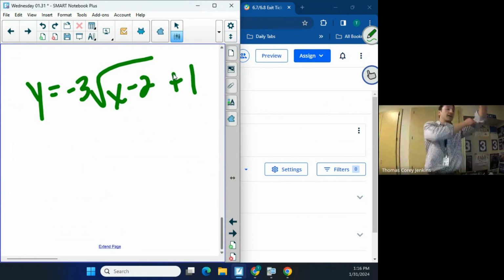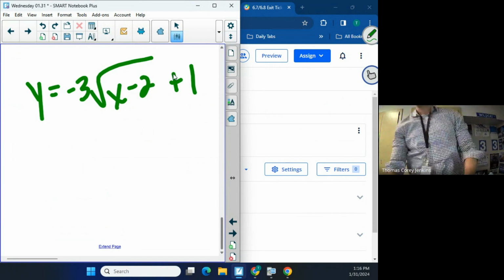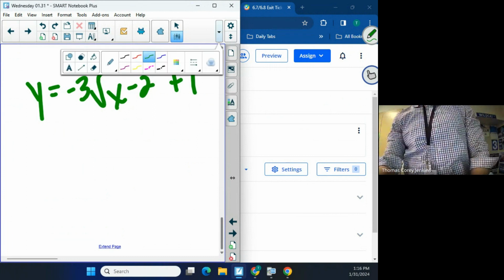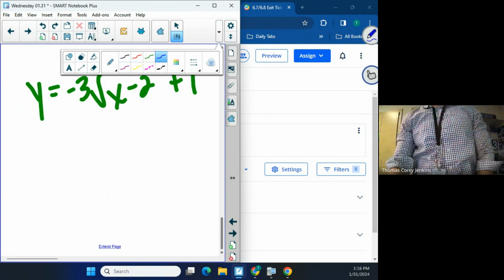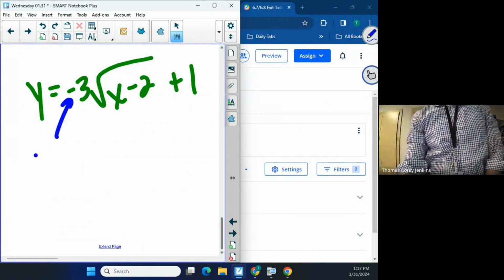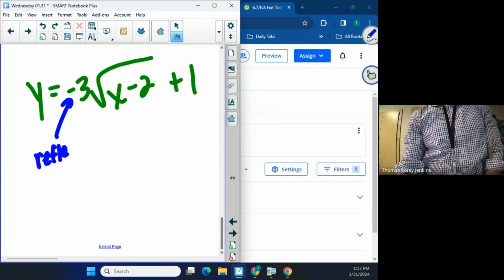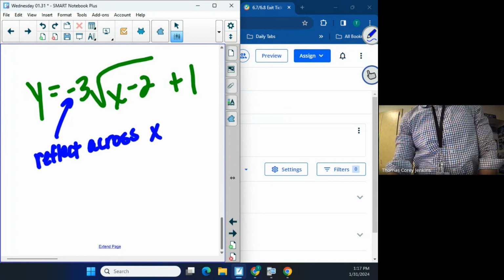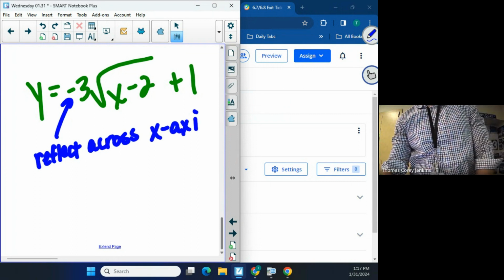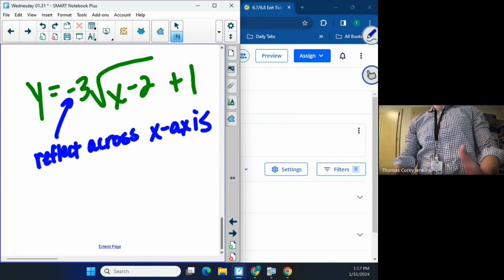All right, so as far as listing the transformations go, I think you were selecting from a list here. It would be the first number, A, if it's negative, that's a transformation. So this would be reflect across your x-axis.